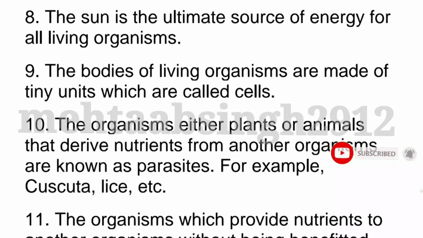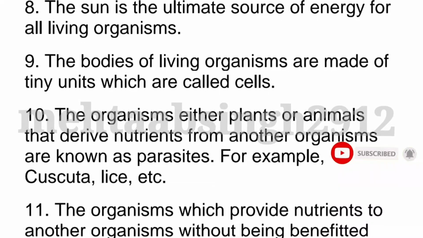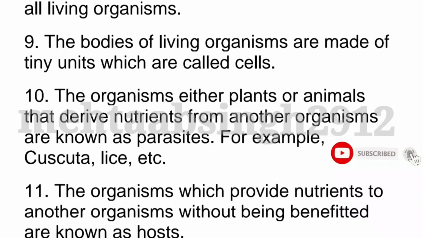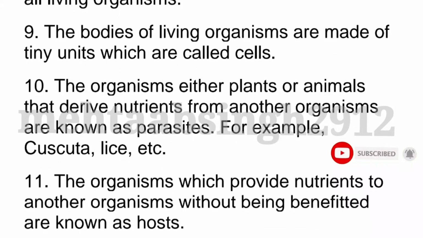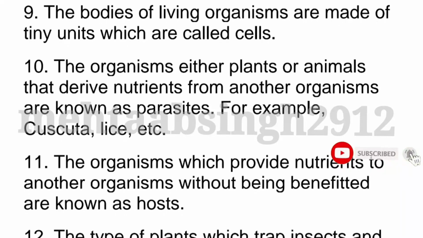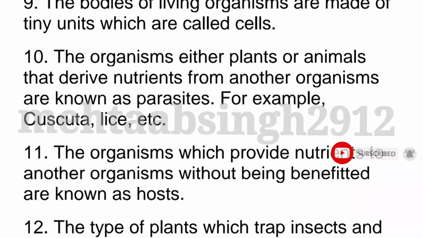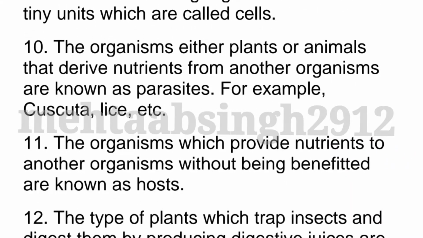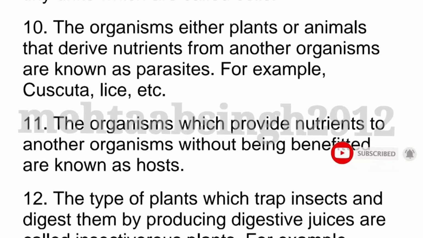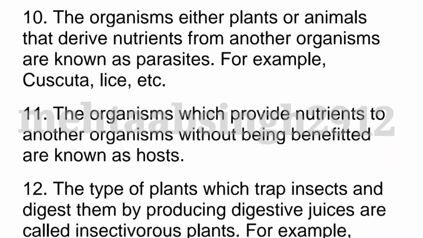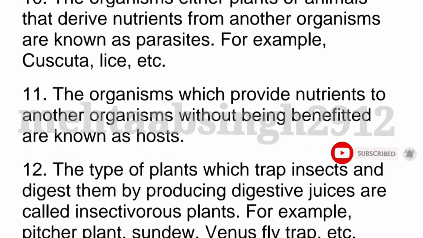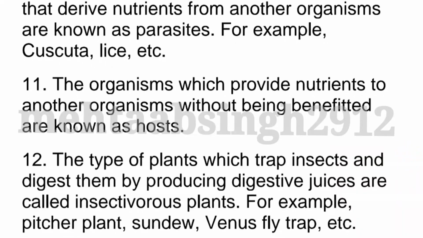Ninth, the bodies of living organisms are made up of tiny units which are called cells. 10th, the organisms, either plants or animals, that derive nutrients from other organisms are known as parasites. For example, Cuscuta, lice, etc. 11th, the organisms which provide nutrients to other organisms without being benefited are known as hosts.